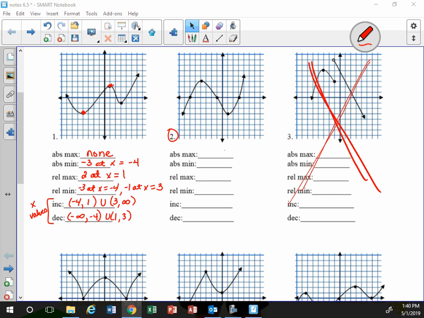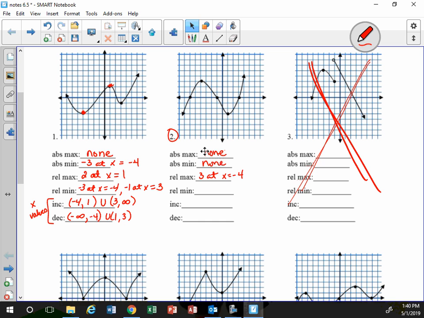Ready to go through 2? Yeah. Okay. So, absolute max, what are you telling me? None. Good. Absolute min? None. All right, relative max. 3 at what? Oh, 3 at x equals 3. Good.